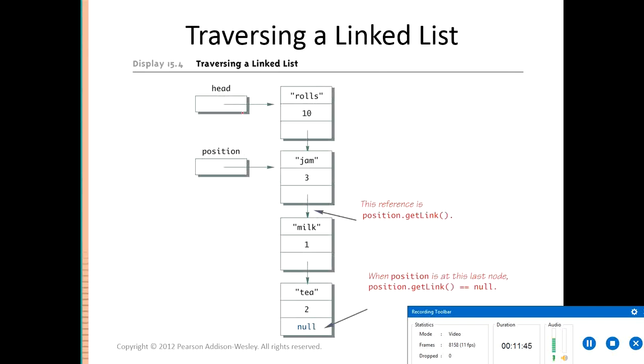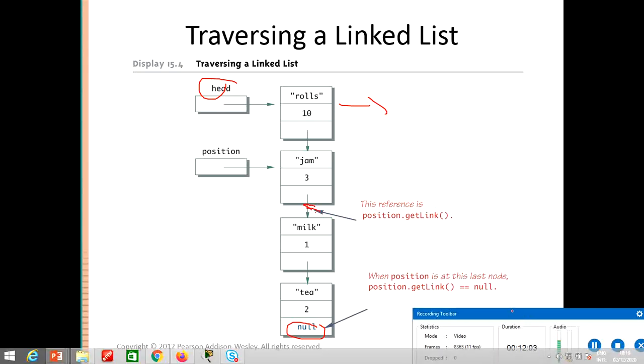So if you see over here, head, this is the variable and this is the head node. This is the last node, null is the variable or the pointer. So position, get link, position dot get link. So this is the get link.